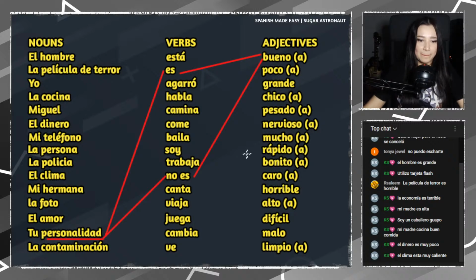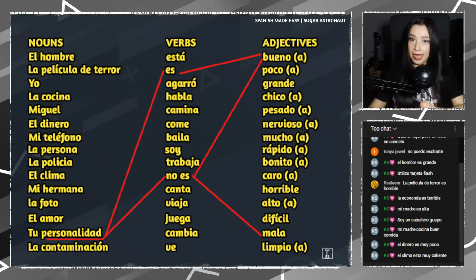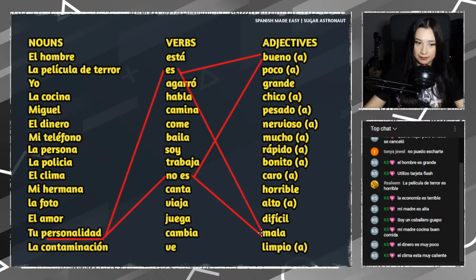We can use malo, mala. So I forgot to add the letter A. Obviously, you would change it to mala. Tu personalidad no es mala. Your personality is not bad. Or tu personalidad es mala. Your personality is bad. Okay? So that's pretty good.